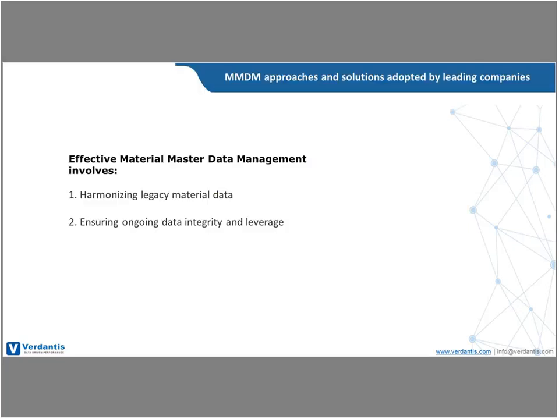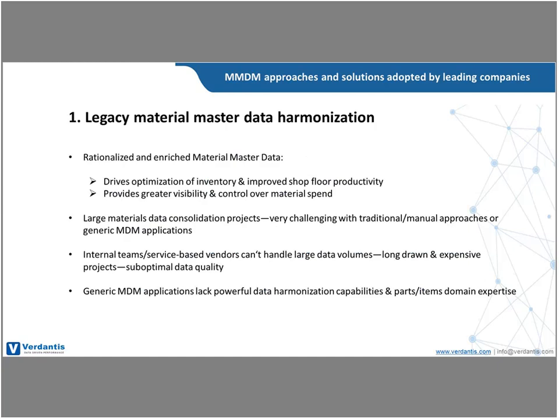So how does this data come about? So what are leading edge companies doing in terms of being effective around material master data management? So the first thing is harmonizing your data, and the second is keeping it clean through ongoing data integrity initiatives. So it's the get it clean, keep it clean are the 2 legs of the stool. So what they're doing is they're rationalizing and enriching their master data for a number of different reasons, and that's to drive optimization of inventory, improve effectiveness of their maintenance engineers, sourcing professionals, buyers, etc. Provides a next level of visibility for material spend analytics and compliance.